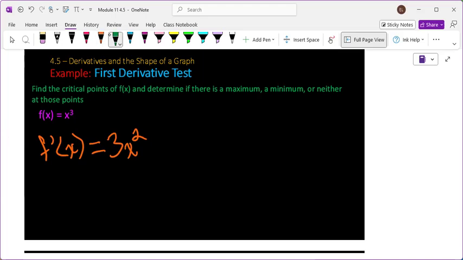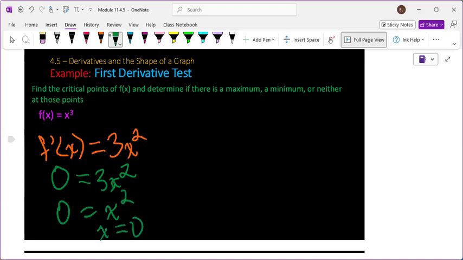And now we want to figure out our critical points. 3x squared is defined everywhere, so I don't have to worry about any divide by 0 undefined stuff. So I'm just trying to figure out when is it 0? Yep. We divide by 3, we get 0 equals x squared, so the only spot is x equals 0.